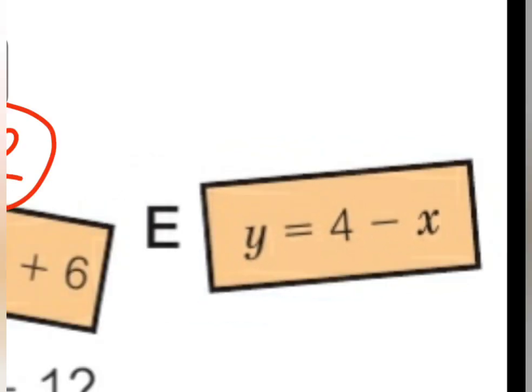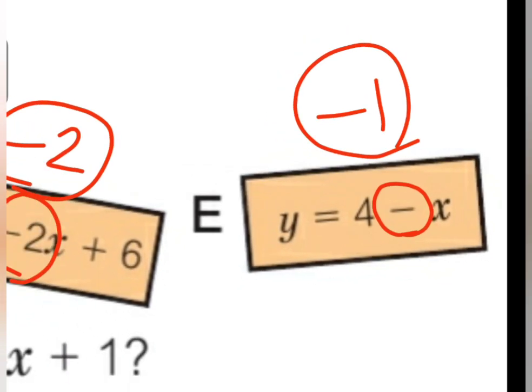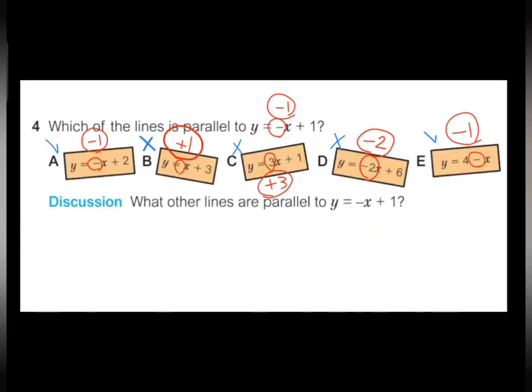Now, the last one here, what's the gradient for this line? Very good. It's negative 1. It's the number multiplied by the x, or the coefficient of x. So, is this line parallel to it or not? Good job. It's parallel because they have the same gradient. So, if two lines have the same gradients, it means that they are parallel to each other.